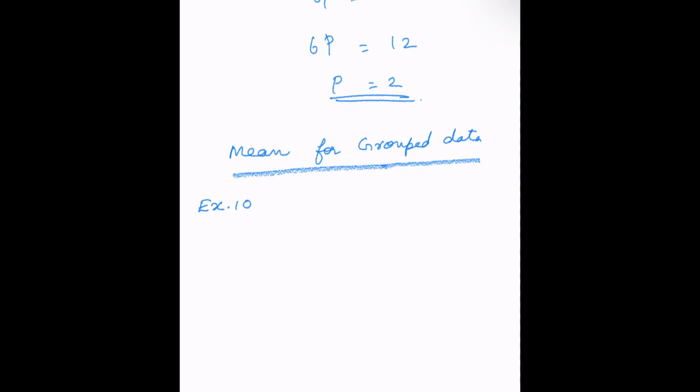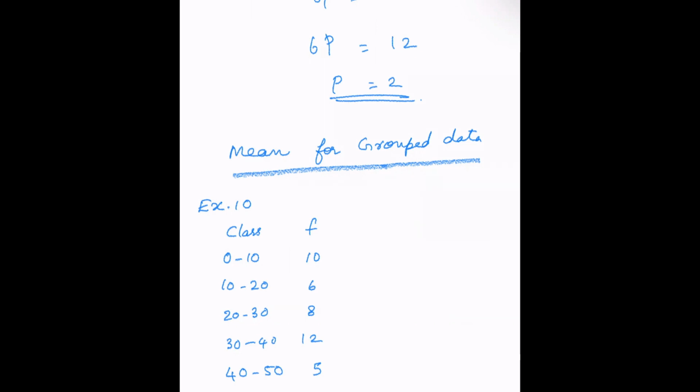Question is, you are given a class interval. Class interval is 0 to 10, 10 to 20, 20 to 30, 30 to 40, and 40 to 50. So this is the class. And frequency is 10, 6, 8, 12, and 5. You need to calculate the mean. Question is, find the mean.